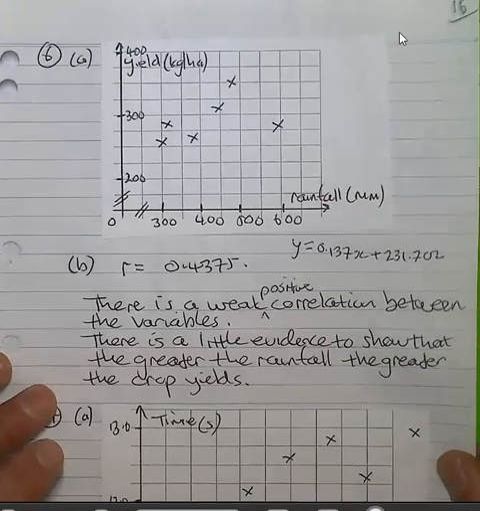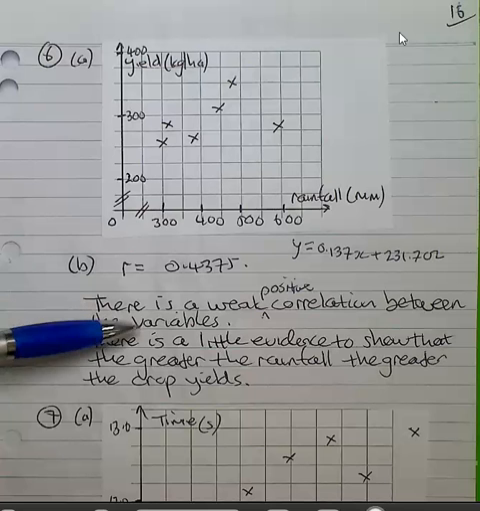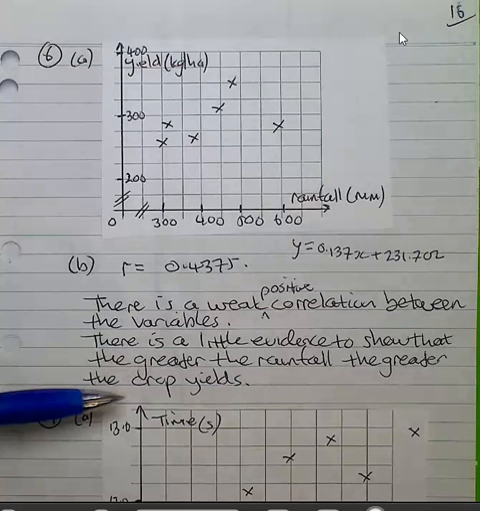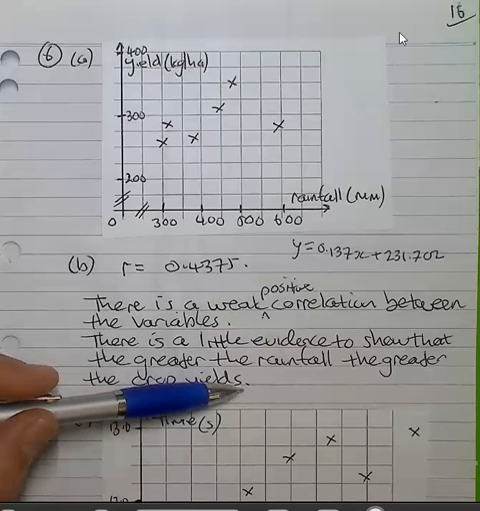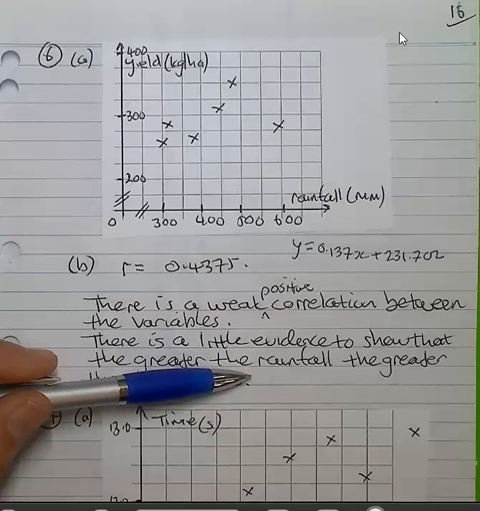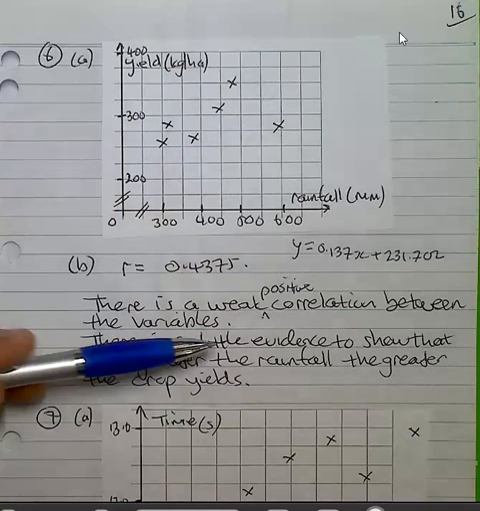So you can write something along the following lines. There's a weak positive correlation between the variables, so there's a little evidence to show the greater the rainfall, the greater the crop yields will be. Now clearly there are other factors that come into effect with crop yields, the type of crop you're growing. Perhaps some don't like higher rainfalls. Perhaps the 600 was a bit over the top.